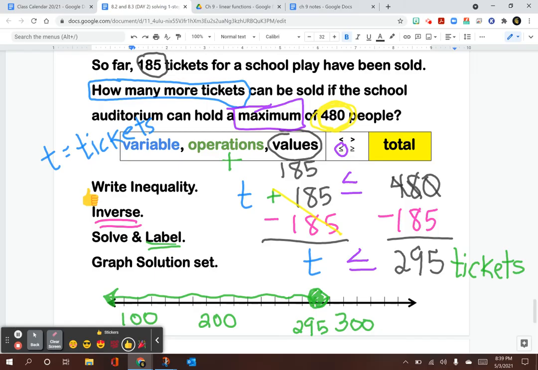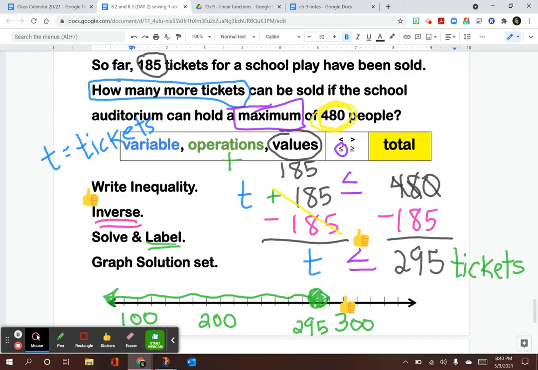The total was 480. Our inverse was subtract 185. Did you remember to show it on both sides? The variable solves to have a value of 295 or less. So the graph needs to be around 295. Closed circle to include 295 would be a sold out show for this school play. Otherwise, less and less and less would be okay too. They would just have some empty seats in the auditorium.